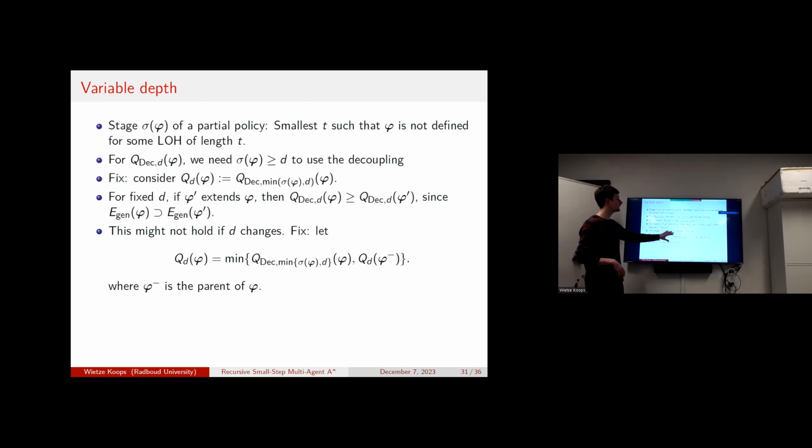But if the depth changes because the stage of the policy changes when you increase it, heuristics with larger depths are looser because you reveal more information. So then suddenly you could accidentally increase your heuristic value. We don't want to do that, so we fix that by taking the minimum with the heuristic value of the parent. So this is how we compute the heuristic, technically.